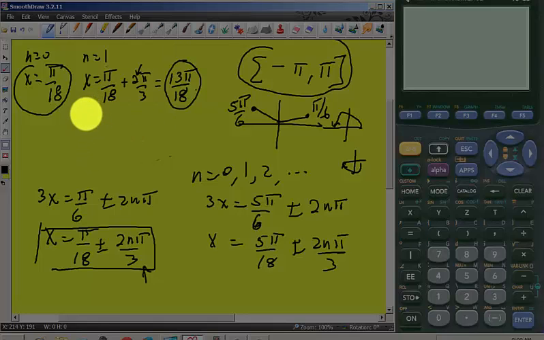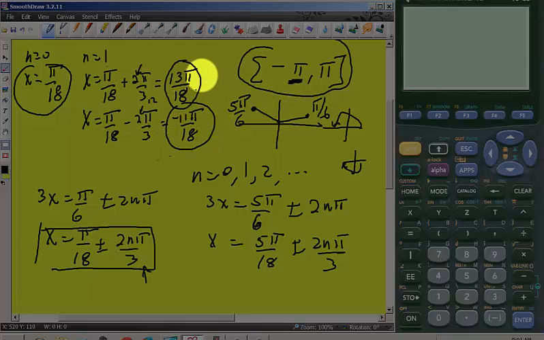I have to go in the negative direction. X is equal to pi over 18 minus 2 pi over 3, because I'm going in the negative direction too. I'm going negative pi, so I can get a negative answer. So this, again, turns out to be 12 when I find a common denominator. So this turns out to be negative 11 pi over 18, and that's within negative pi, so that's going to stay. Now I'm going to try n is equal to 2.